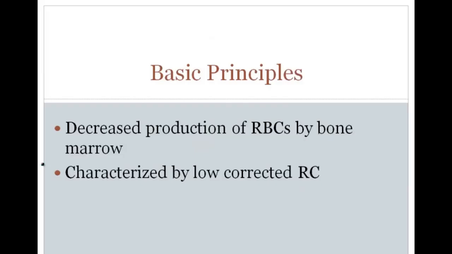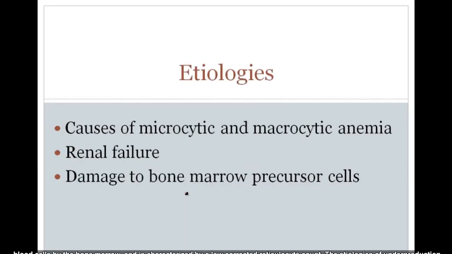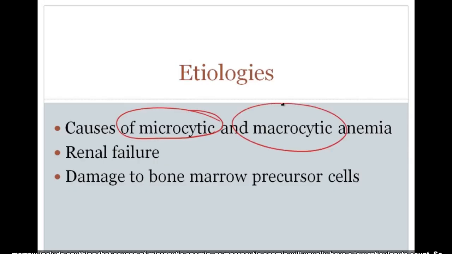And the idea here, again, is that you get decreased production of the red blood cells by the bone marrow, and it's characterized by a low corrected reticulocyte count. The etiologies of underproduction include anything that causes a microcytic anemia or a macrocytic anemia, which will usually have a low reticulocyte count. So, for example, in iron deficiency anemia, the reticulocyte count tends to be low. In vitamin B12 and folate deficiency anemia, the reticulocyte count tends to be low.